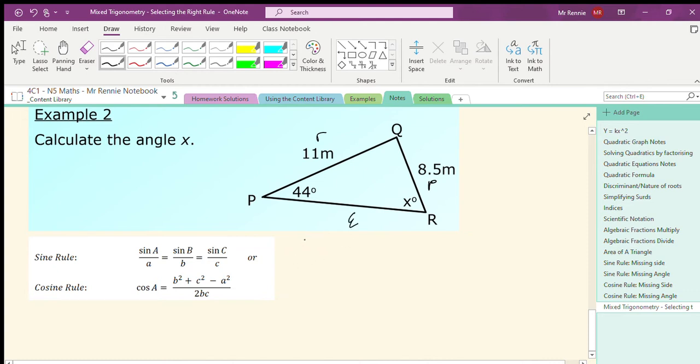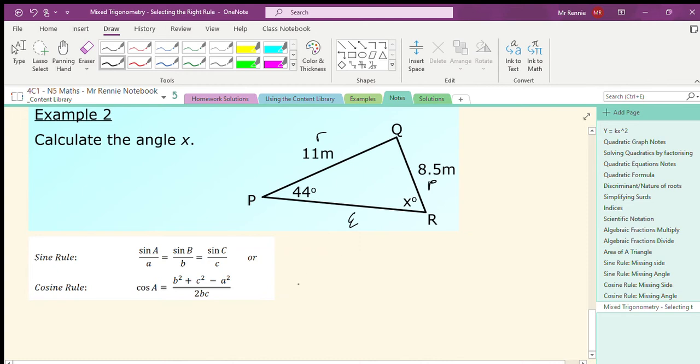And I've got two possibilities. I've got the sine rule, with the capital letters flipped, or I've got the cosine rule for finding an angle, cos A equals b squared plus c squared minus a squared over 2bc. Again, the first thing we're going to do is try the cosine rule. Now, my angle that I want to find is x, and that's situated at R.